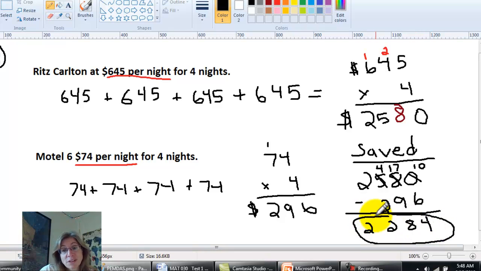Now, wouldn't that be nice if you just had that in your pocket because you saved it? Which never really works that way. What really happens is you brought a budget of $500 and now $300 is gone. Anyway, so that's how you work out this problem. The amount that you saved, it's a two-step problem. You multiply to find how much it would cost you to stay at the Ritz-Carlton, and then you multiply to find out how much it costs to stay at the Motel 6, and you subtract those two values to get the amount saved.